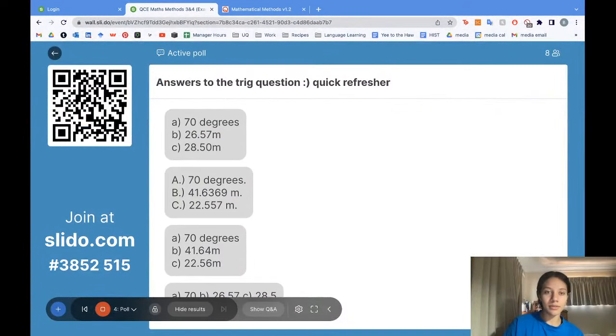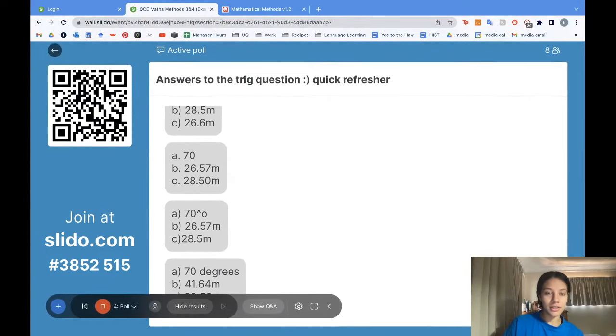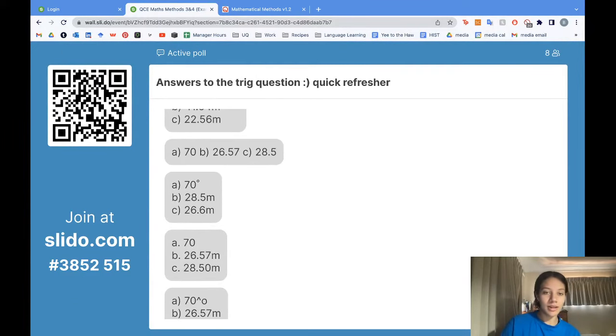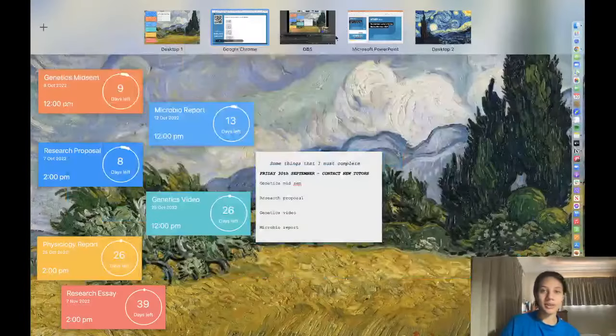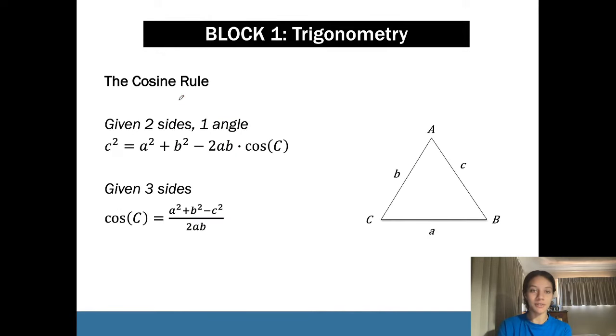Cool. Seems like everyone, for the most part, got those correct. Double check your calculator setting as well. Check it's in degrees rather than radians. And make sure you're feeling alright with your sine rule as well. So something to look out for with the sine rule is to make sure that all of your lowercase letters, so all of the lengths, are on the same side and all of your angles are on the same side. Doesn't matter if you flip it upside down, as long as you keep it consistent across. So that's a little bit of trig revision there. So that's the sine rule, and then the cosine rule is where you have 2 sides and 1 angle.